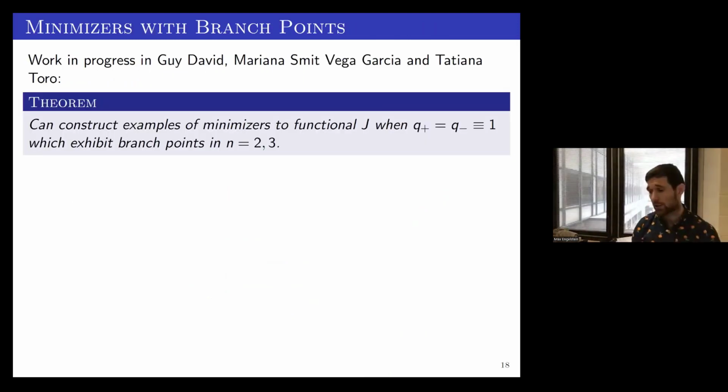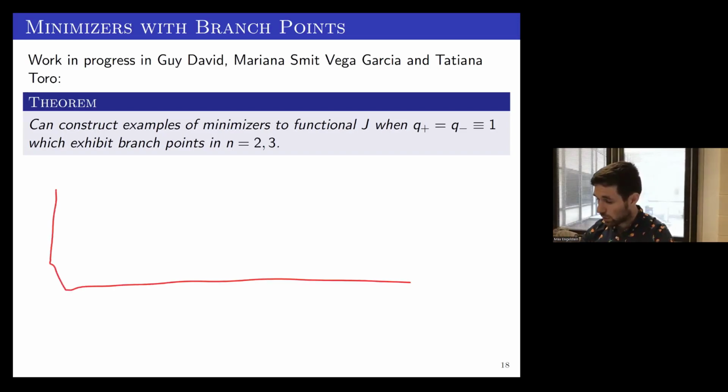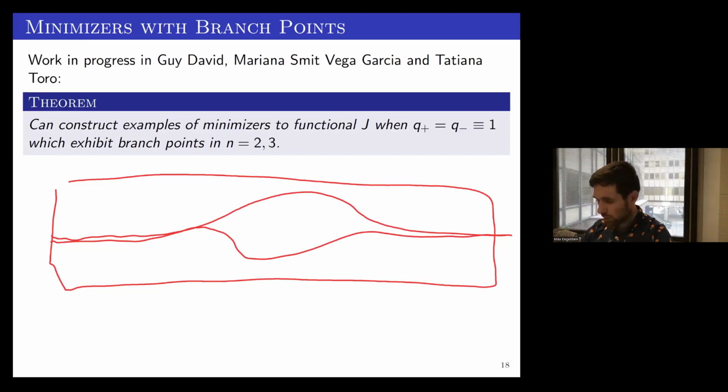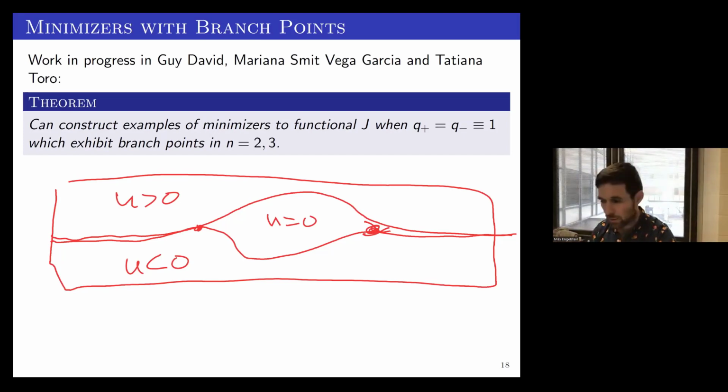So in work in progress with Guy, Mariana, and Tatiana, we construct examples of minimizers to the two-phase functional, where the two weights are the same, q plus and q minus are both identically equal to 1, which can exhibit branch points in 2 and 3 dimensions. And these are truly minimizers. So we construct some domain, which is a long, thin box, and we basically show that the free boundary needs to look like a pair of ellipses. So here u is positive, here u is negative, here u is 0, and the free boundary will, this is a terrible drawing, come together at these branch points, right?